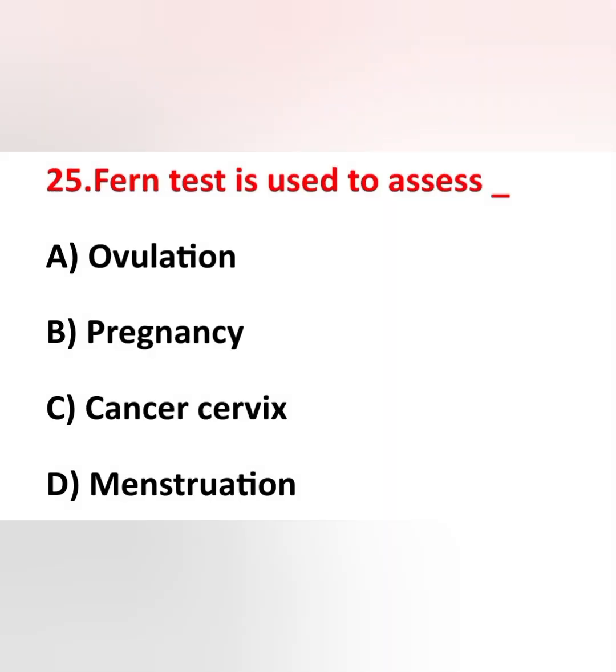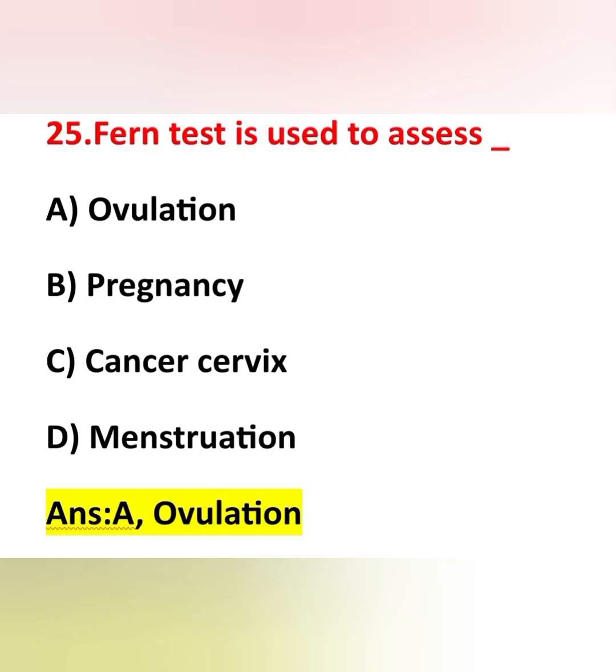Question number 25. Fern test is used to assess: option A ovulation, option B pregnancy, option C cancer cervix, option D menstruation. This is one of the previous questions; it was asked in the ESI exam. So the fern test is used to assess, and the correct answer is option A, ovulation.